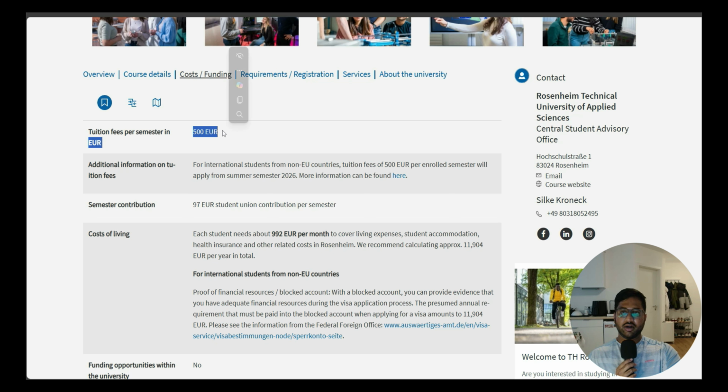And tuition fees is 500 as I told you, and the semester contribution is 97 euros. So altogether it will count up to 597 or 600 euros for your tuition fees. That is your semester contribution plus your tuition fees. Every semester you will pay 600, which is negligible, because in this 600 euros you will also get your Deutschland ticket. With this Deutschland ticket you can travel the entire Germany for free.